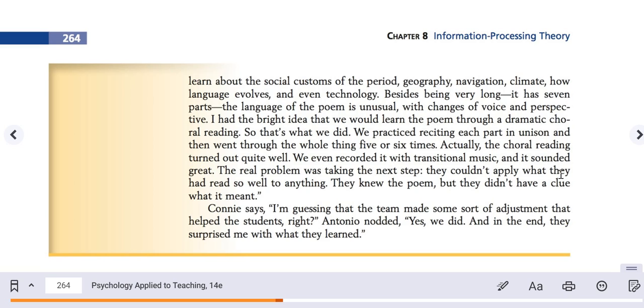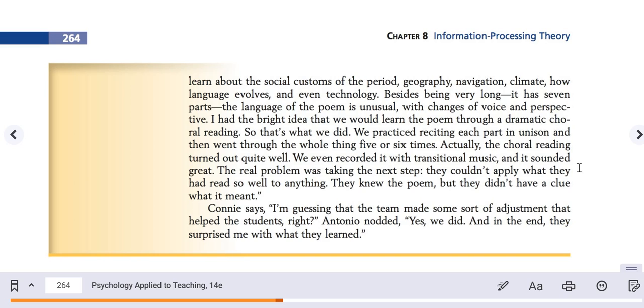We practiced reciting each part in unison and then went through the whole thing 5 or 6 times. Actually, the choral reading turned out quite well. We even recorded it with transitional music, and it sounded great. The real problem was taking the next step. They couldn't apply what they had read so well to anything. They knew the poem, but they didn't have a clue what it meant."